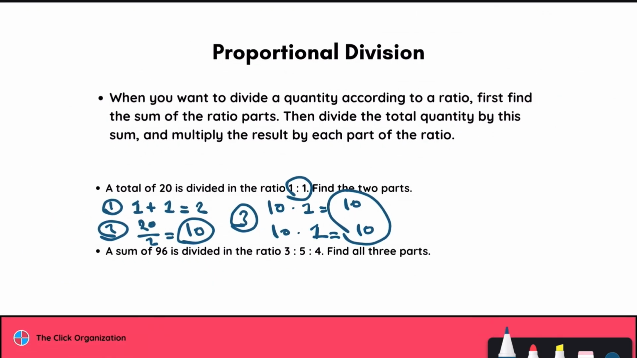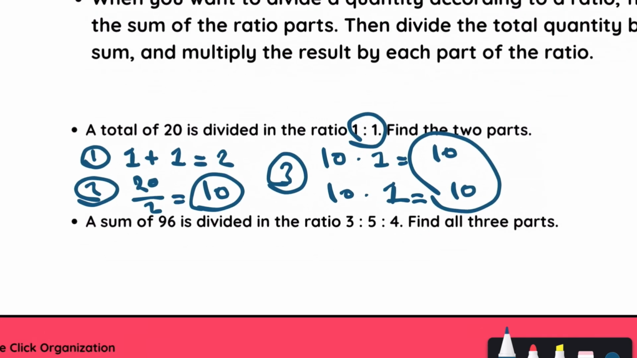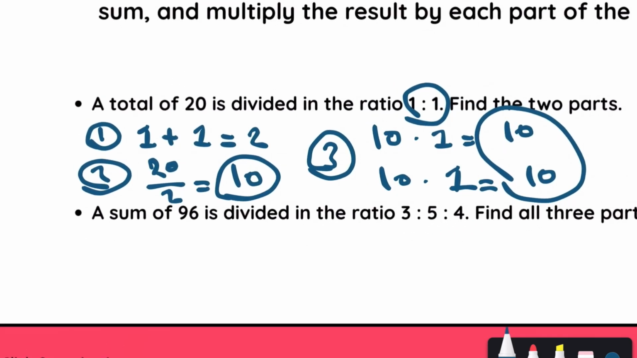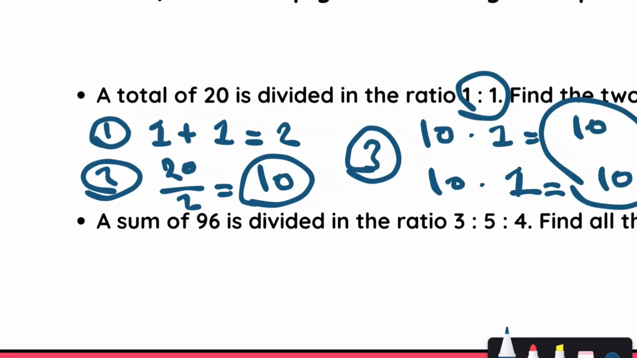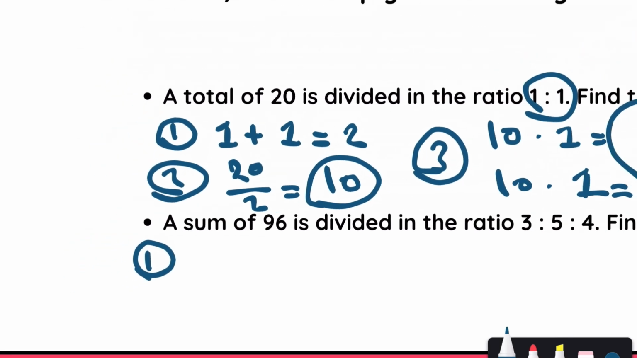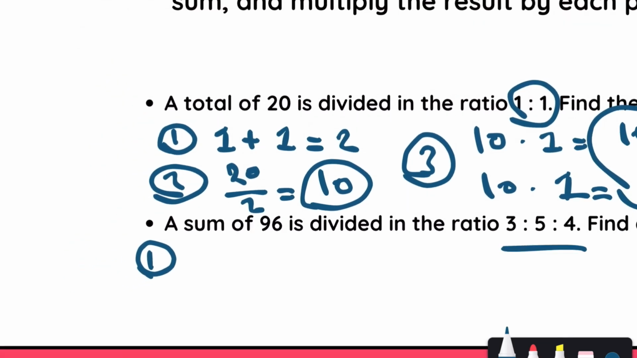Okay, so if a total amount of 20 is divided in the ratio of 1 to 1, it's 20 divided by 2, basically. So the two parts are 10 and 10, right? Okay, a sum of 96 is divided in the ratio 3 to 5 to 4. Find all three parts. Firstly, as always, I need to find the sum of the parts of the ratio, which are 3 plus 5 plus 4, and this is 12.